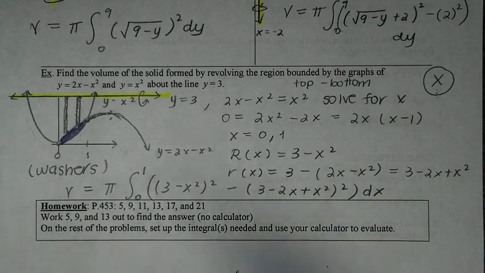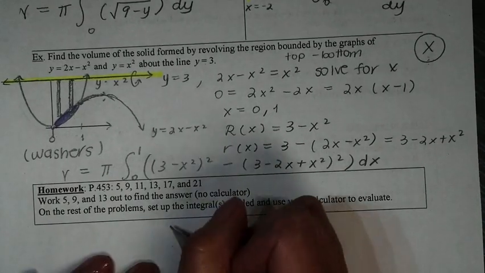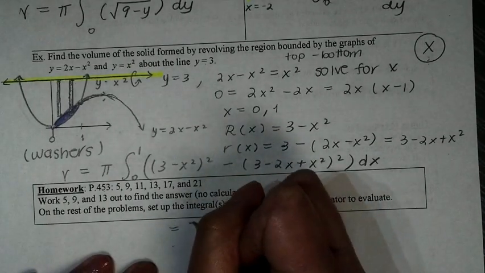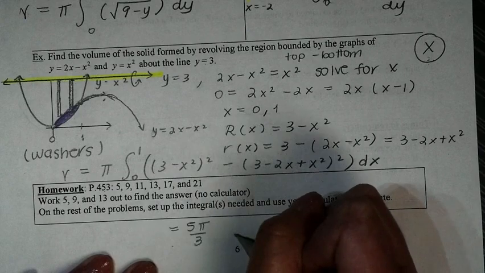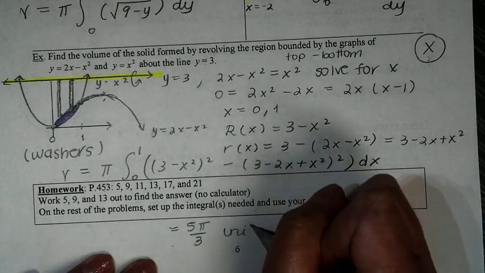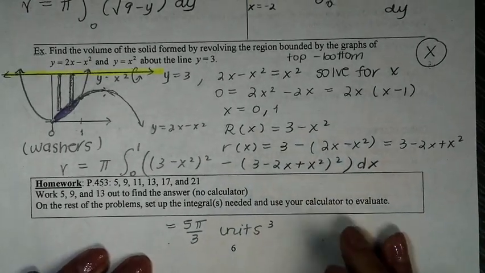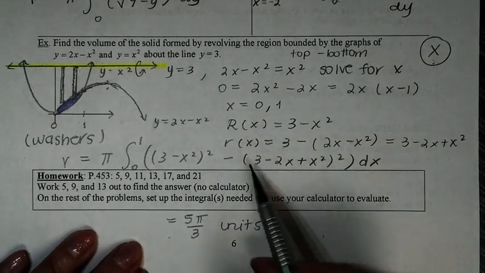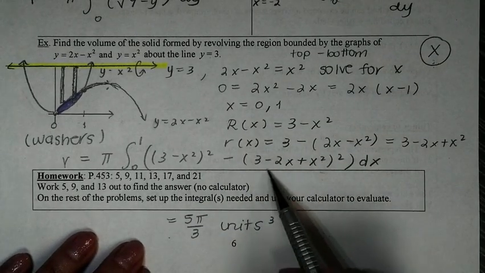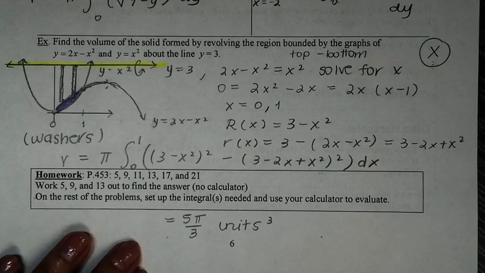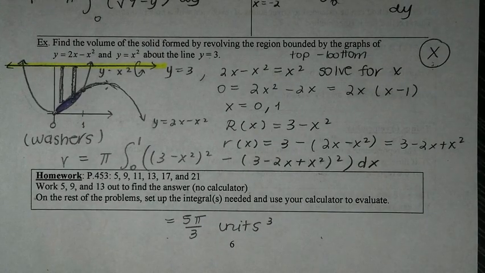Once you expand it and everything, you have that this gives you 5 pi over 3. And this would be units cubed, in case you are wondering, but it's only taking the integral of a polynomial. So I hope that you find this video helpful.